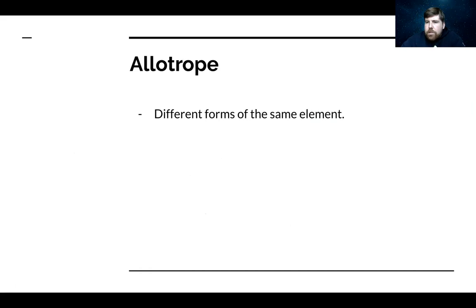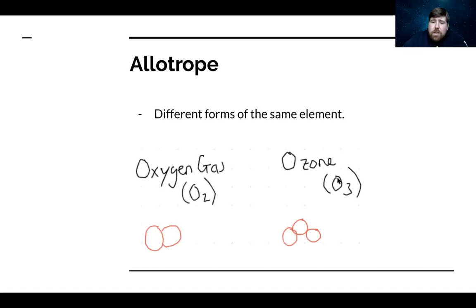Now, I used the word allotrope earlier. When we're looking at elements, it's important to know that some elements can combine in a variety of ways. So an allotrope is just going to be different forms of the same element. One of the best examples of this is going to be oxygen gas versus ozone. Oxygen gas has the chemical formula O2. It's two oxygen atoms chemically combined. Ozone is O3, and it's three oxygen atoms combined.